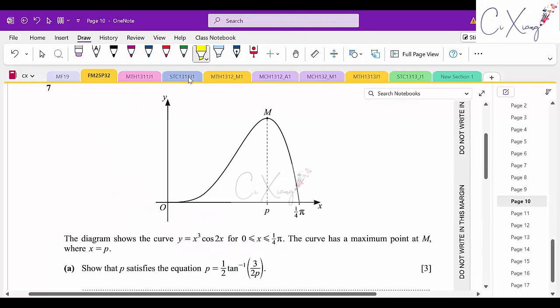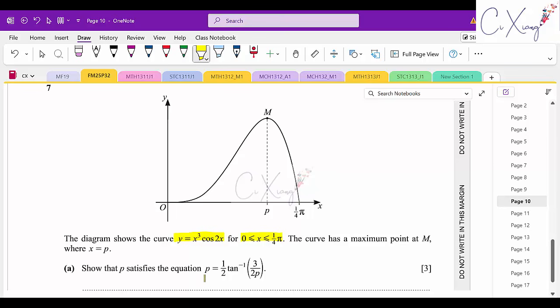So question number 7, we are given a diagram, and this is the curve for the diagram. y equals x power 3, then cos 2x, for this domain. The curve has a maximum point at M, where x equals p. The x coordinate of the maximum point is p, right? So show that p satisfies this equation.